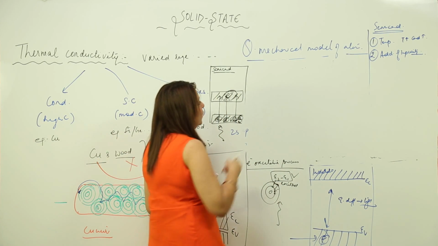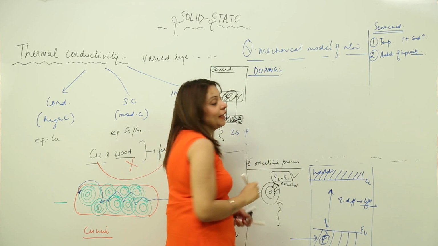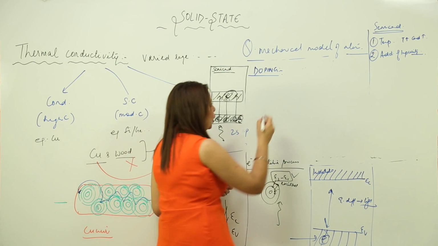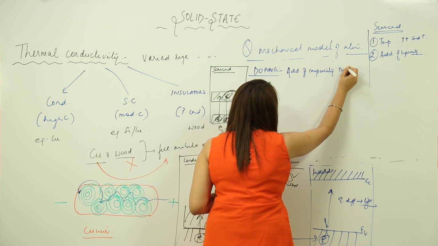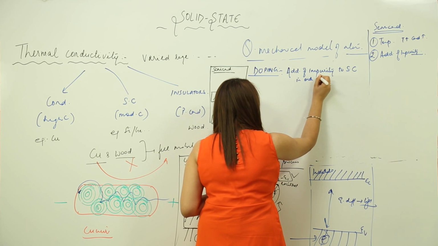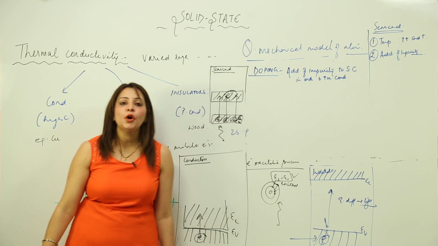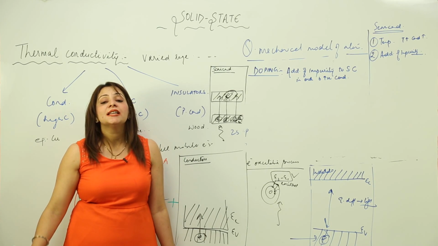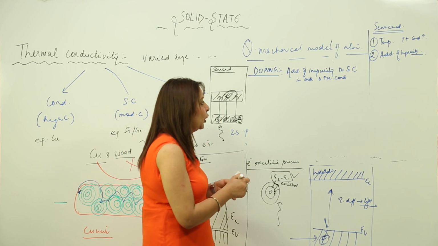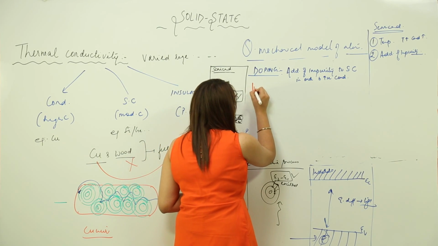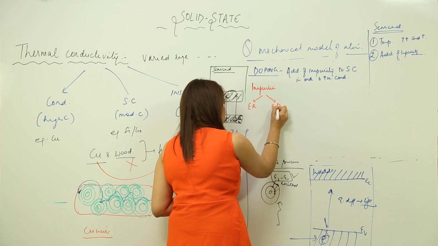So see, I told you that when we add impurity to a semiconductor, that process is called doping. So what is doping? It is the addition of impurity to a semiconductor in order to increase its conductivity. Now what kind of impurity do we add? We have two kinds of impurity basically which are added to semiconductors. The impurities are electron rich and electron deficient.